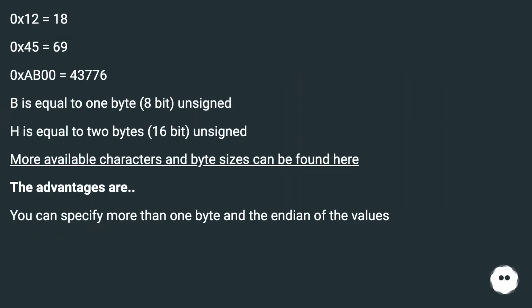0x12 is equal to 18. 0x45 is equal to 69. 0xab00 equals 43,776. B is equal to 1 byte, 8-bit, unsigned. H is equal to 2 bytes, 16-bit, unsigned. More available characters and byte sizes can be found here.